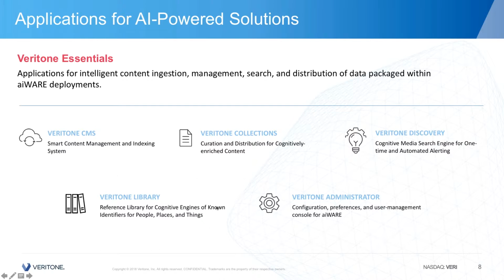We also have Veritone Library, which is an application used to train AI engines for people, places, things, and objects. And again, Robin will go through that. And then another application here, but we're not going to go much in depth on this. This is Veritone Administrator. This is really targeted for your administrator, your key IT person who's going to control and configure things for you.